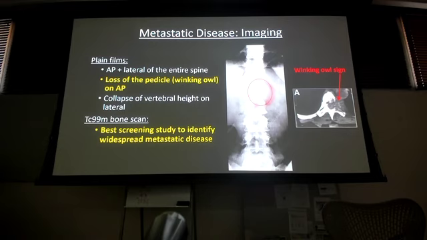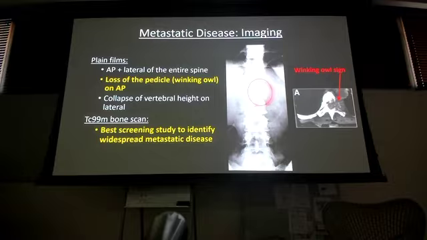I don't know about the owl, but I know what it looks like, right? So on that axial cut there, you can see that area where it's destroyed. There's bony destruction, okay? So that's what they're getting at there. Then you have vertebral collapse, okay? So you have a collapse of vertebral height on the lateral view.